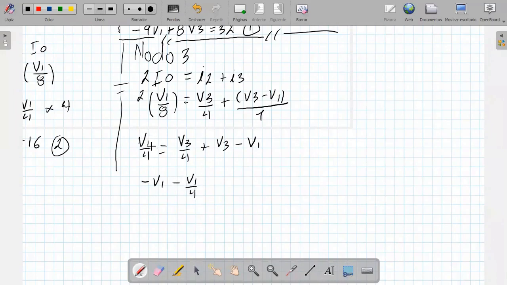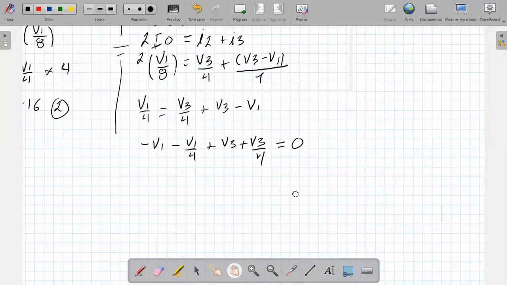Now, minus 1 minus a quarter. This is going to be minus 5 quarters of B1, and 1 plus a quarter. This is going to be 5 quarters of B3. All of this is going to be equal to 0.